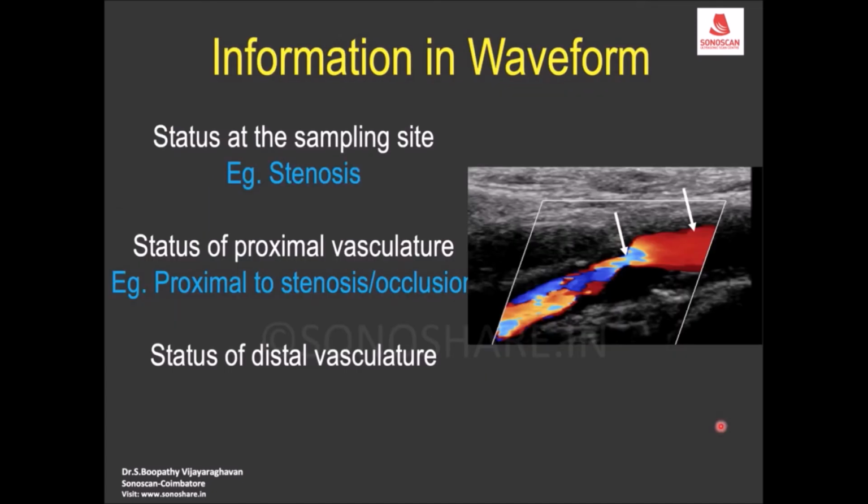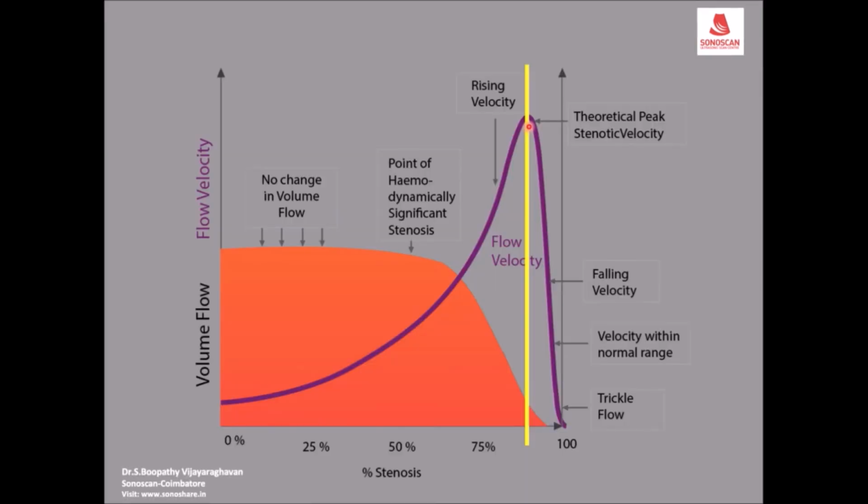by the pattern of flow we get, we can say the status of the distal vasculature, and we get a reflection of the peripheral vascular resistance. That is what we get. And the flow decrease will be very much reduced as shown here. So that is the critical level.